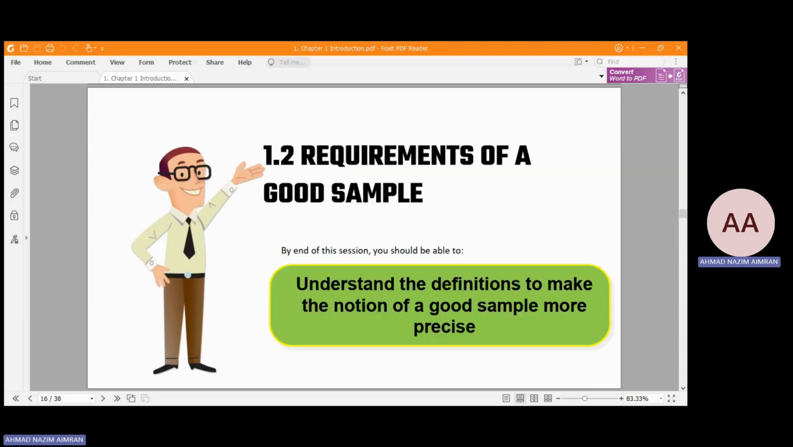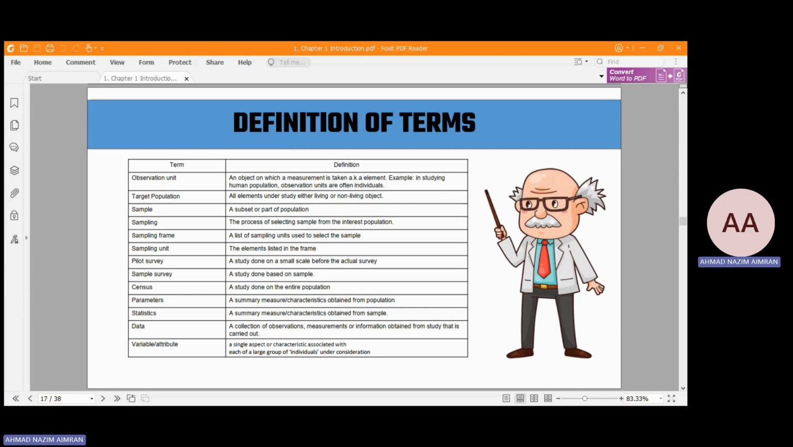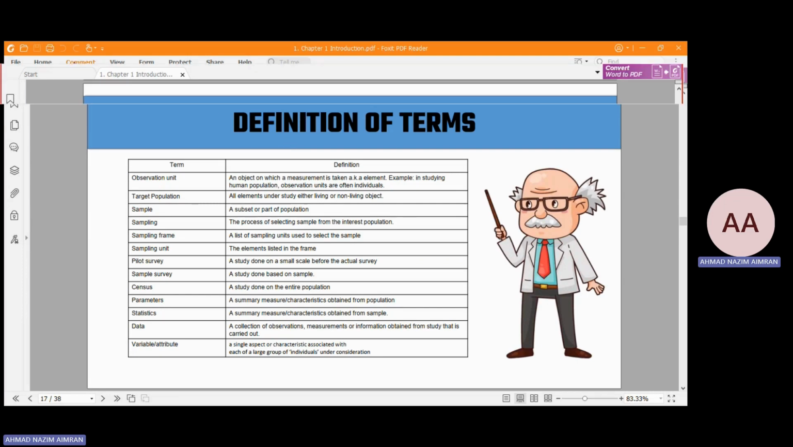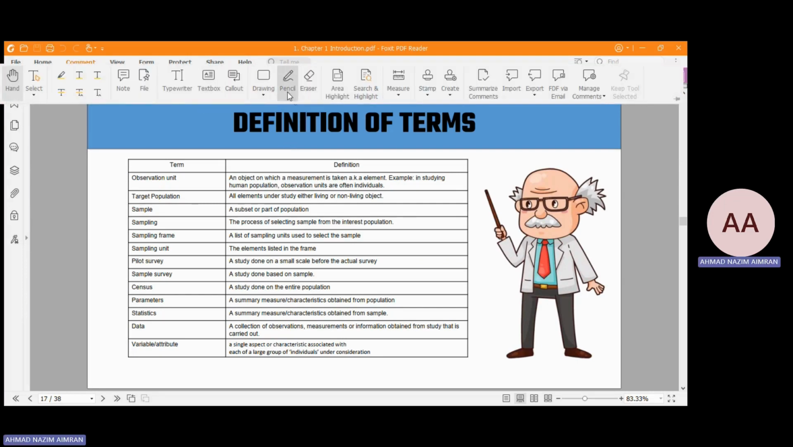So for today, we are going to further discuss our second subtopic in this chapter, that is the requirements of a good sample. By the end of this section, you should be able to understand the definitions to make the notion of a good sample more precise. Let's look at the definition of terms given here.